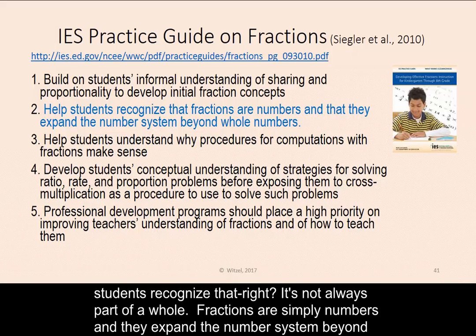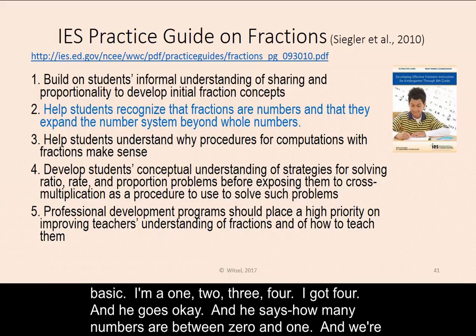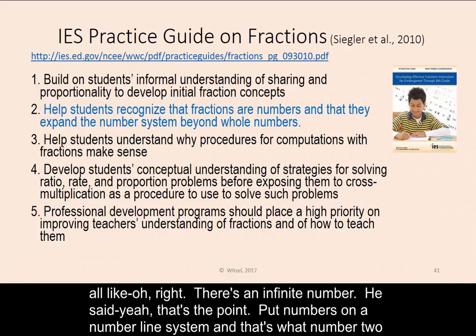An old researcher I used to work with once said, how many numbers are between 0 and 5? And of course me, I'm very basic. I'm 1, 2, 3, 4. I got 4. And he goes, okay, how many numbers are between 0 and 1? And we're all like, oh, right? And there's an infinite number. He goes, yeah, that's the point. Put numbers on a number line system. And that's what number 2 is here.